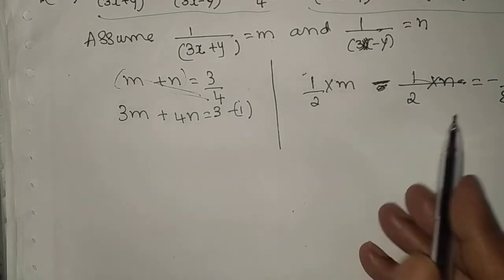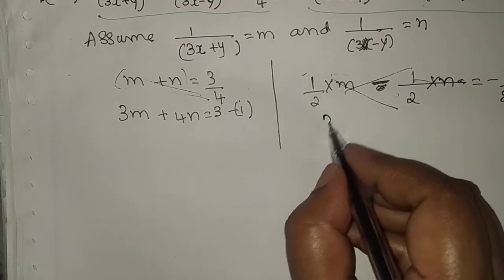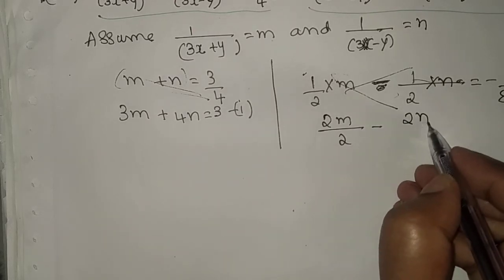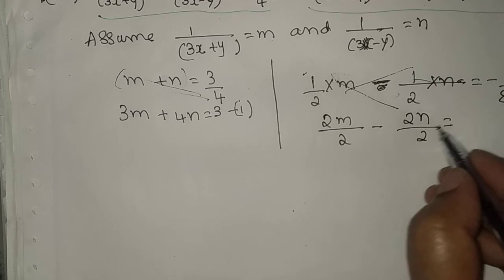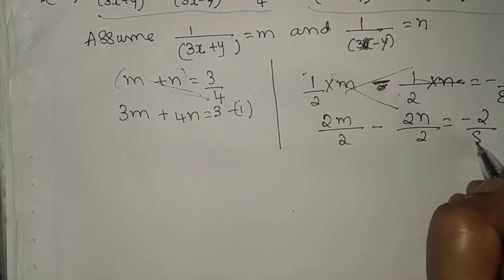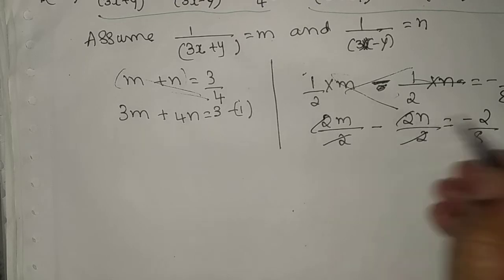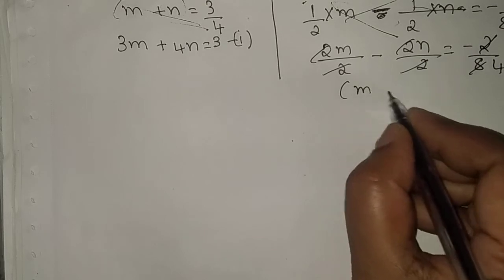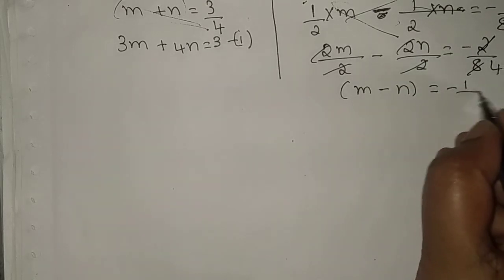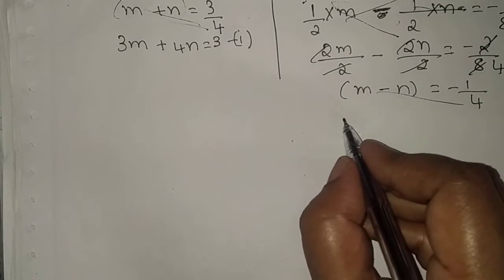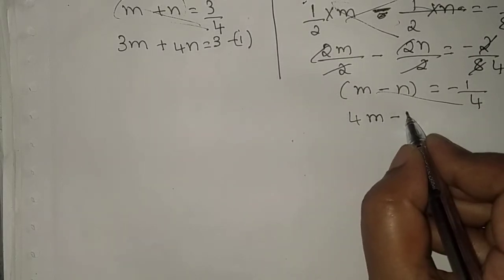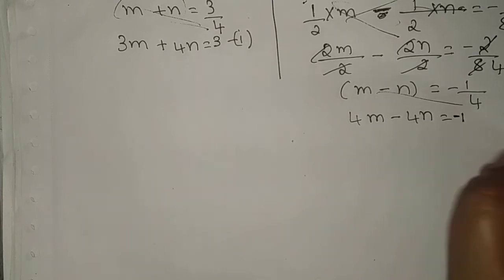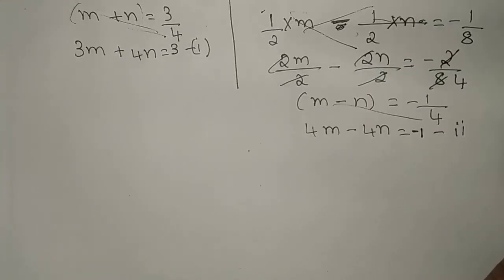So cross multiply this, we'll get 2m by 2 minus 2n by 2 is equal to, again 2 will go this side, means 2 by 8. Simplify all this, 2 cancels, 2 cancel, 2 1s are 2, 2 4s are 8. So finally what we get, m minus n is equal to minus 1 by 4. Again cross multiply this, we'll get 4m minus 4n is equal to minus 1. So this is the second equation.